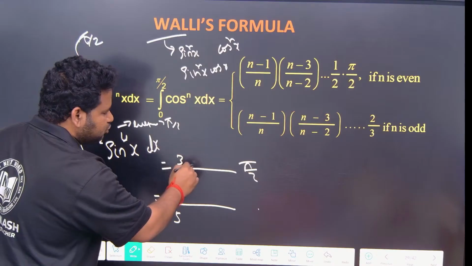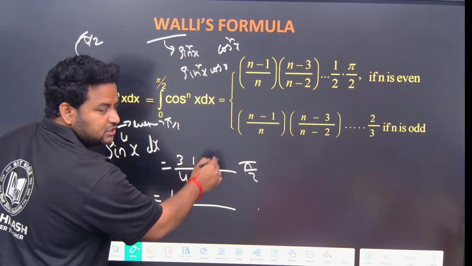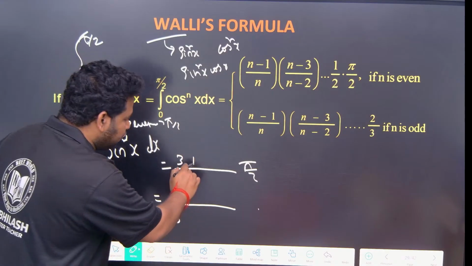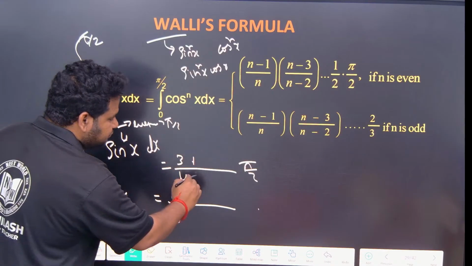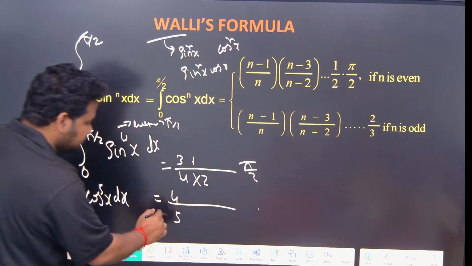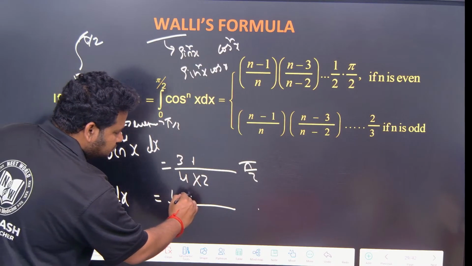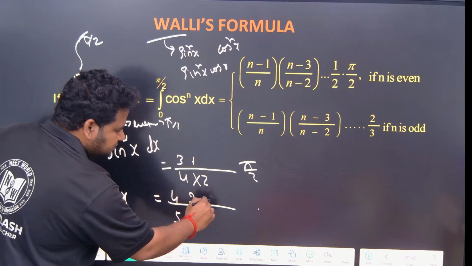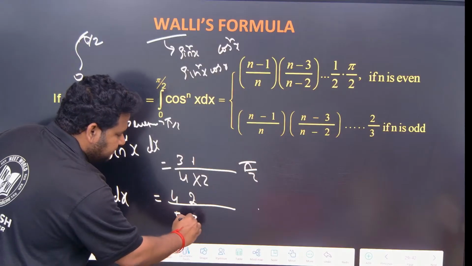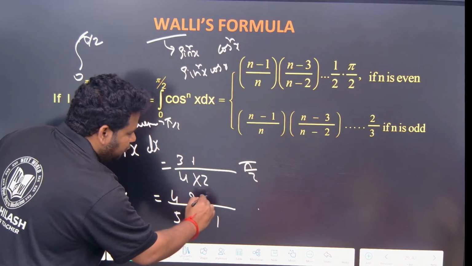3 minus 2 is 1. 1 minus 2 is negative, you should not write minus, or you should not write 0. You should go only up till 1. 4 minus 2 is 2. That's all. 2 minus 2 is 0, you should not write it. Now see this. 5 minus 2 is 3. 3 minus 2 is 1. You should go only up till 1.